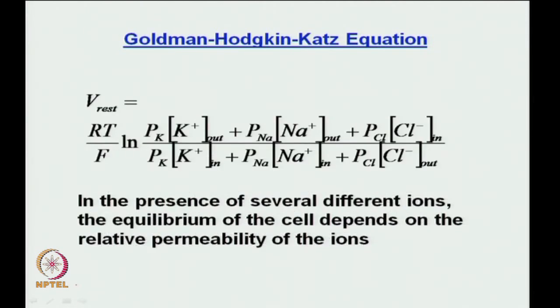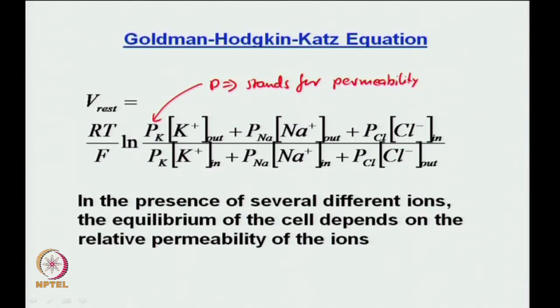So, V rest, that means the resting potential, is equal to RT by F natural log. Now, look at the numerator and the denominator. What is P standing for? P stands for permeability. So, Pk would be the permeability of the potassium ion, PNa would be the permeability of the sodium ion, and so on. Okay. Now, concentration of K plus out means outside the membrane.